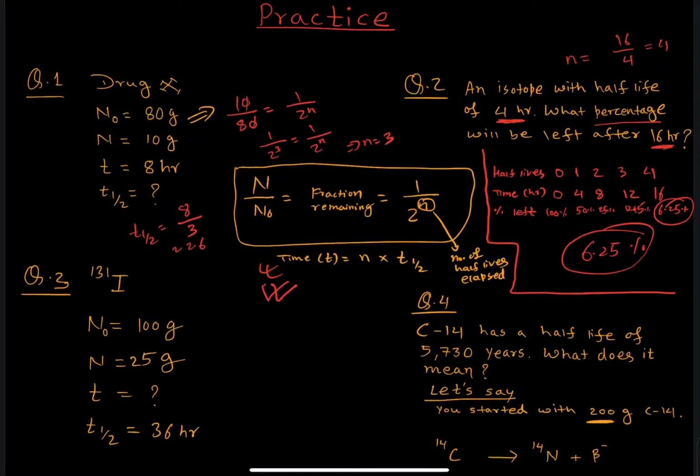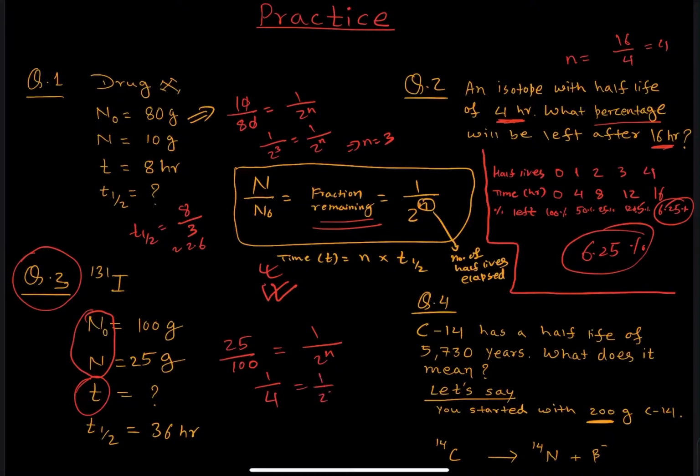Okay, and question number 3, again, it's the same idea here, right? You need to find the t. So to do that, you need n, and n is not given. You can get the fraction remaining, right? So what does that mean? You just divide 25 over 100, and it's going to be 1 over 4, right? And 1 over 2 to the n, and the n is going to be 2, right? Because 4 is 2 to the power 2. That's what you know, right?